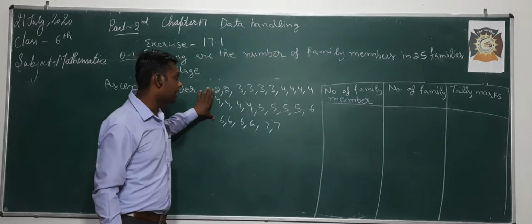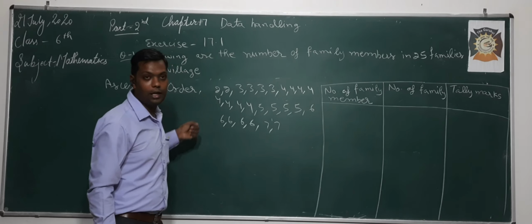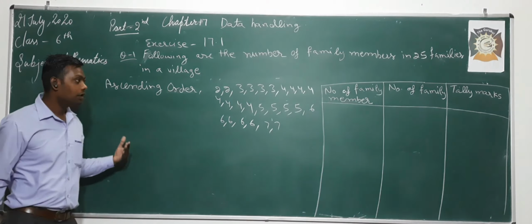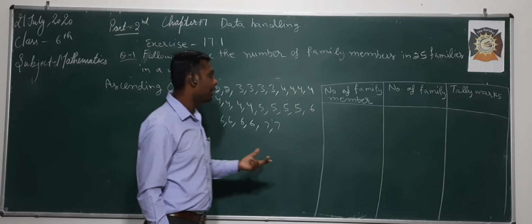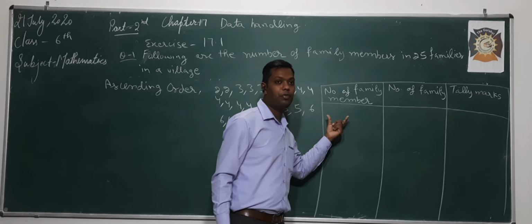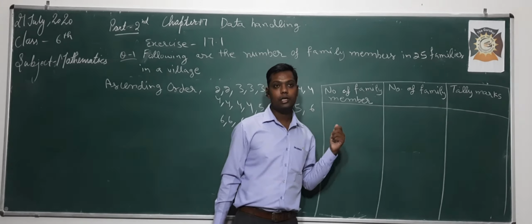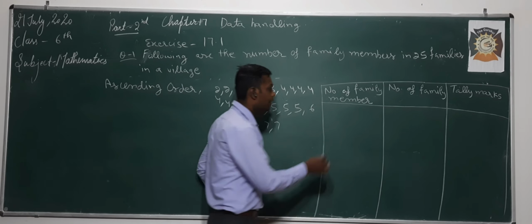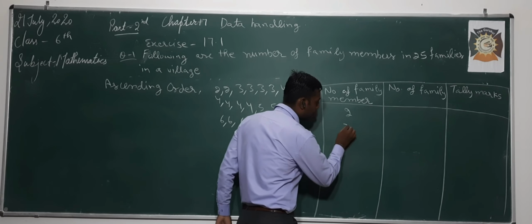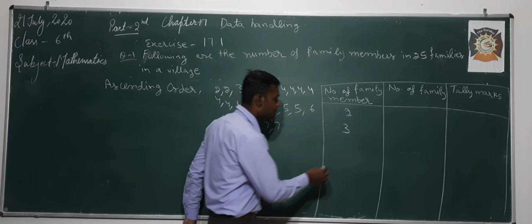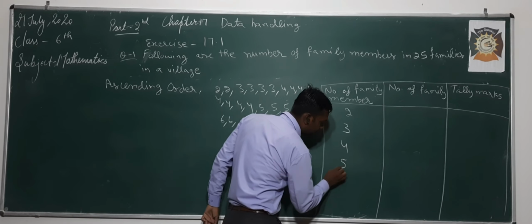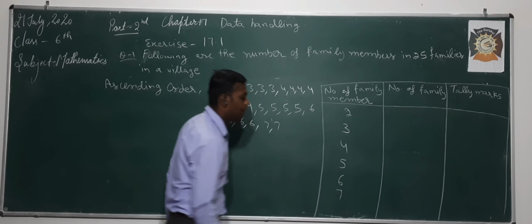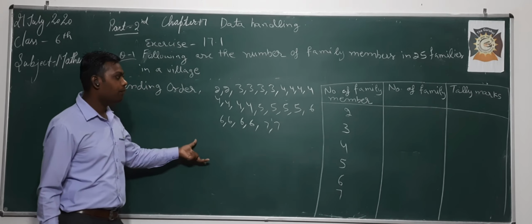Now we have to arrange this data in ascending order, in tabular form, so we make a table. In the first column, we write the number of family members: 2, 3, 4, 5, 6 and 7. These are the numbers of family members.